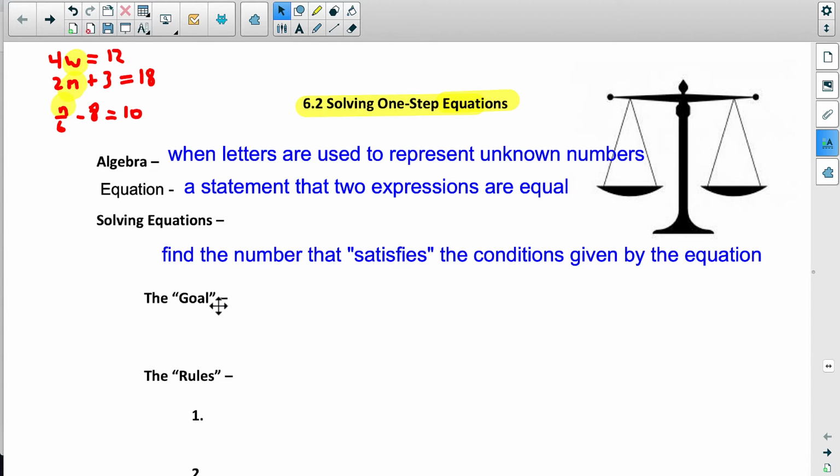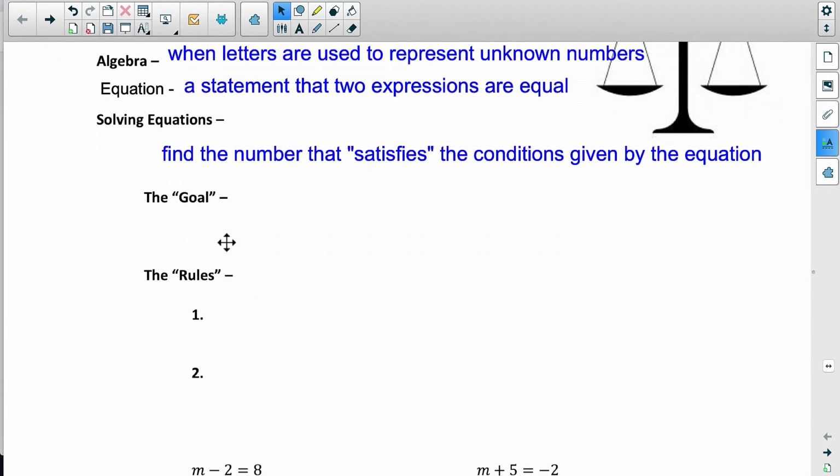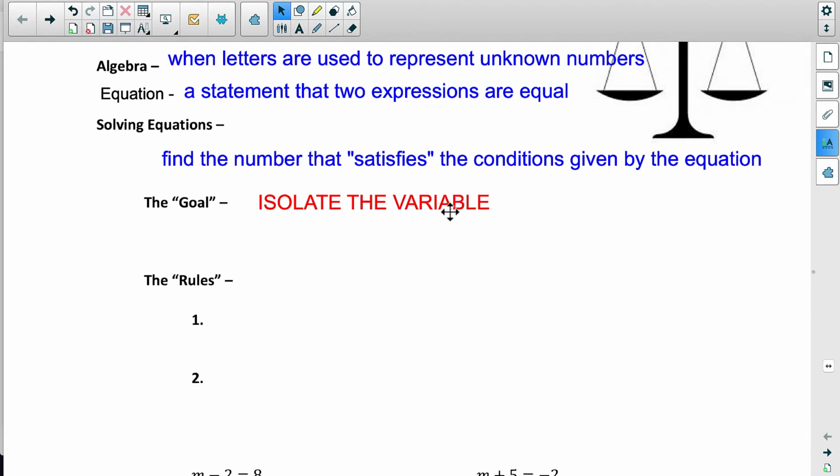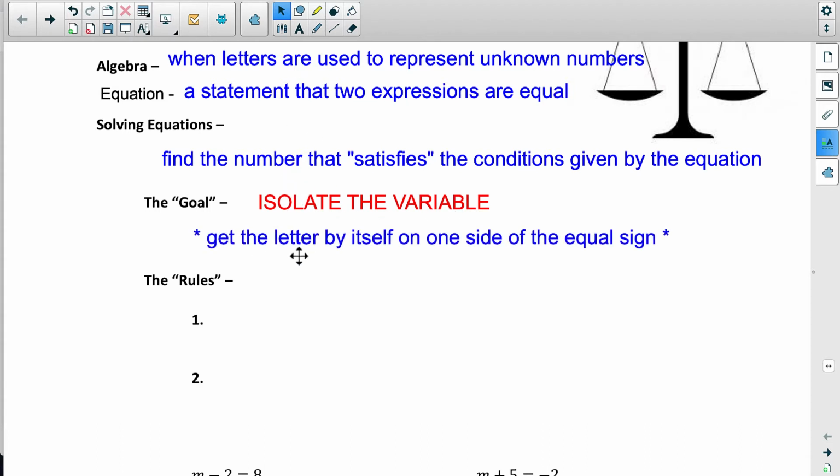So the goal, whenever you're solving equations, what you're trying to do is to isolate the variable. What's that mean? Well, variable, remember, is just another word for letter. We talked about that last day. The letters are called variables. And isolate. What's it mean if I isolate a couple of students? It means I put them by themselves. So we want to get the letter by itself. In other words, we want to get the letter by itself on one side of the equal sign.